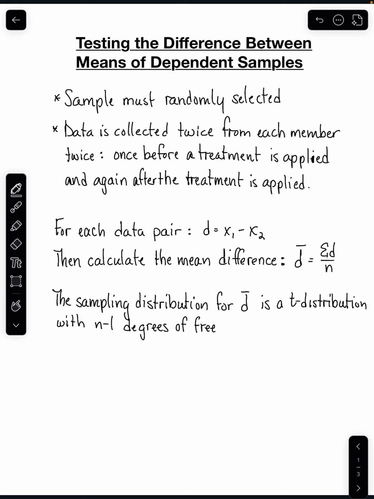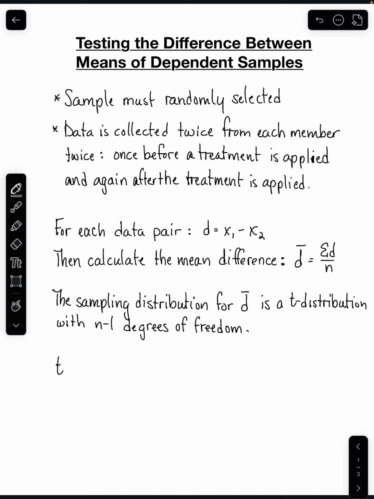We don't have any complicated formulas for degrees of freedom. We don't have even the conservative method of choosing the smaller of the two samples and subtracting one from it, because this is a single sample. So the degrees of freedom is quite easy to deal with. It is simply n minus 1.